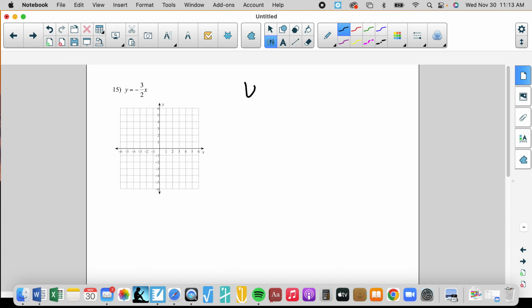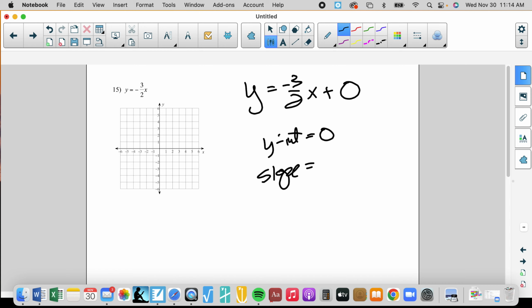Well, I like this. What do we notice? Well, what's my constant? What's my y-intercept? It's +0. We don't see it, so it's 0. So my y-intercept is going to be 0. My slope is going to be -3 over 2. I'm going to put the negative in the numerator. So that's down 3 and right 2. I always have to remember, slope is rise over run.